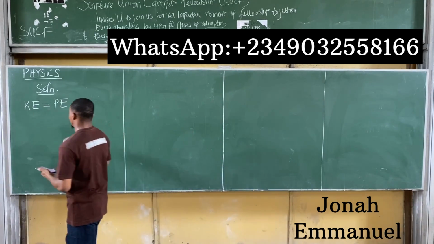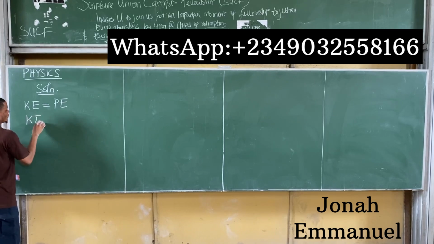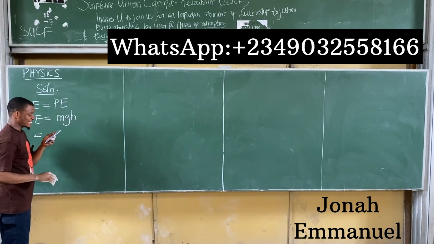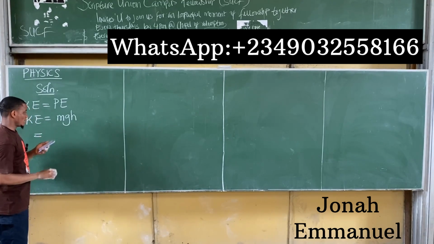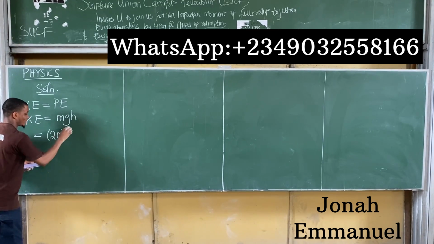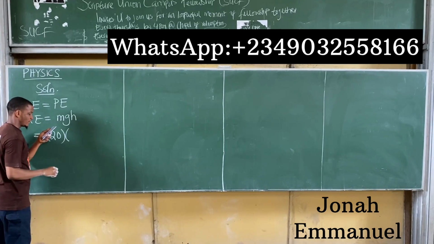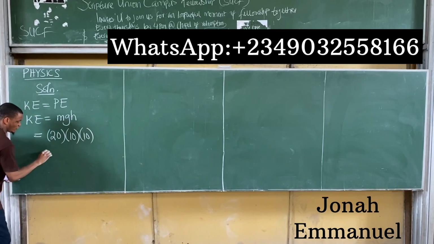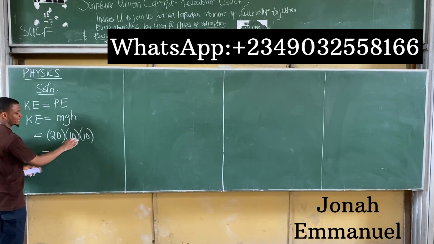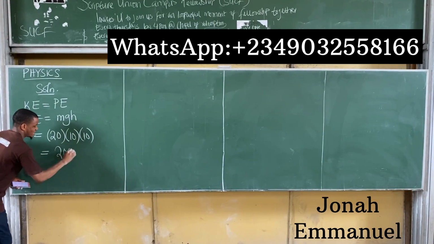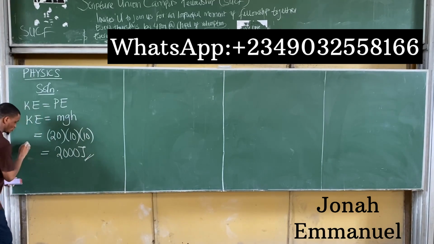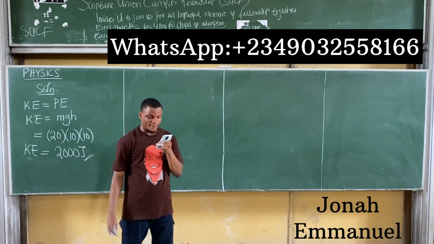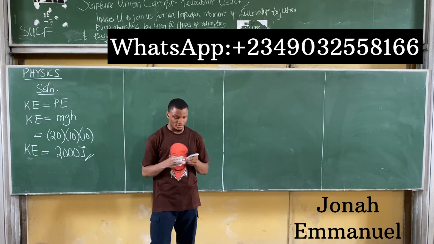And don't forget that potential energy is equal to mass times gravity times height. So my answer is equal to the mass here, which is 20 kilograms, so 20 times gravity, you should use 10, times height of 10. If you multiply, this is 200, times 10 is 2000. My answer is 2000 joules. So the kinetic energy is equal to 2000 joules, and that is option B.